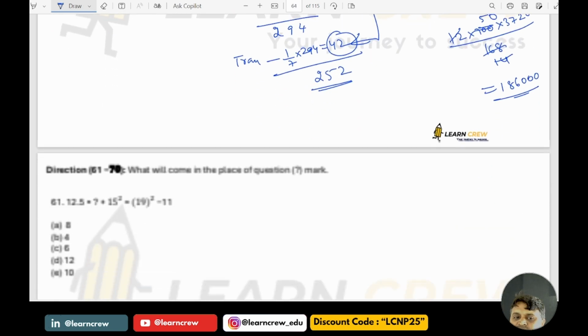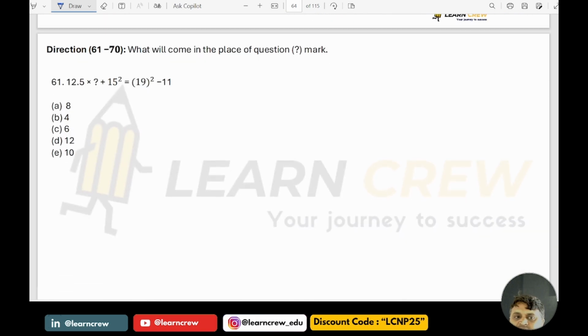Now, questions number 61 to 70 are based on simplifications. So 12.5 into how much plus 15 square is equal to 19 square minus 11. So 19 square minus 15 square, A plus B into A minus B. So 19 plus 5, 34. 34 into 4, 136 minus 11, 125. 12.5, am I correct?